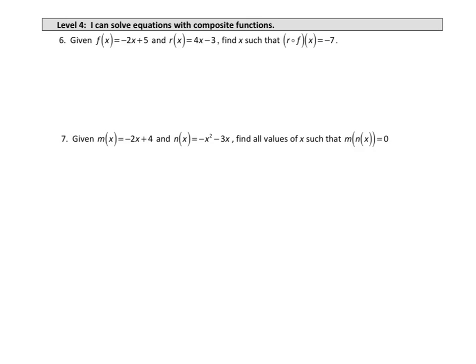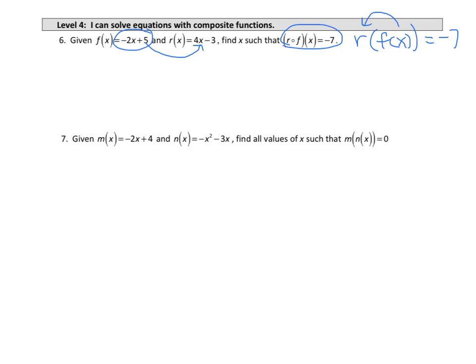So we set it up by looking at this function composition. It says r of f of x. That's the same as r of f of x, written this way, equals -7. So I'm plugging f of x into r. So I take this expression, -2x plus 5, and I plug it into the x in r.